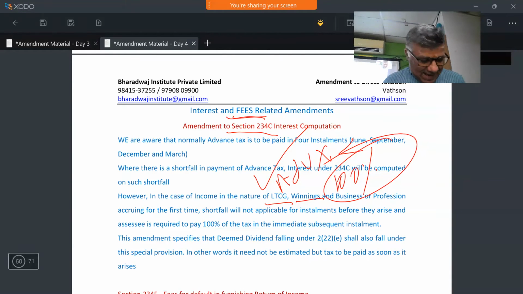This year's amendment says I will include one more item in that: deemed dividend under 2(22)(e). This year the amendment specified deemed dividend shall also fall under the special provision. In other words, it need not be expected or estimated, but tax has to be paid. 100% of the tax has to be paid as soon as it arises.